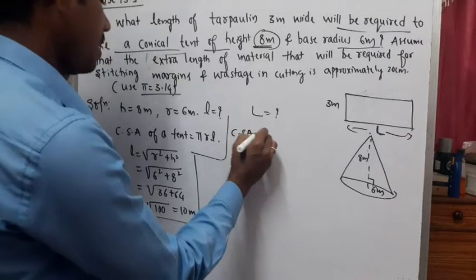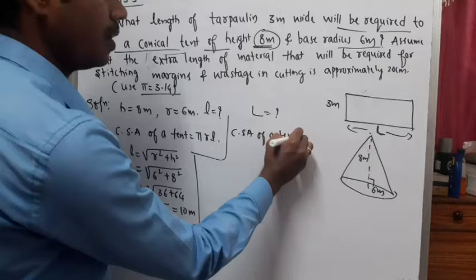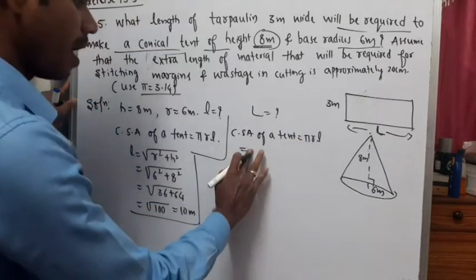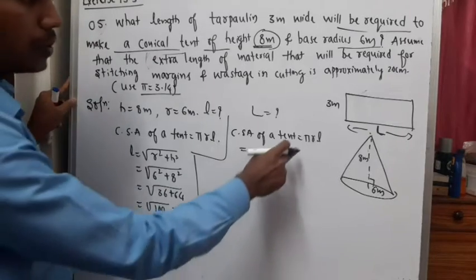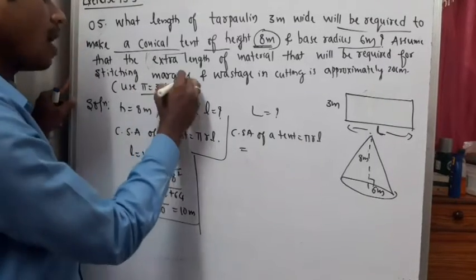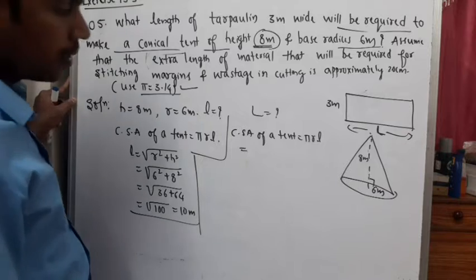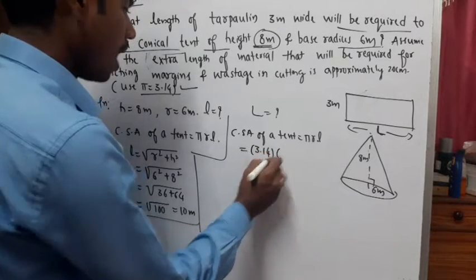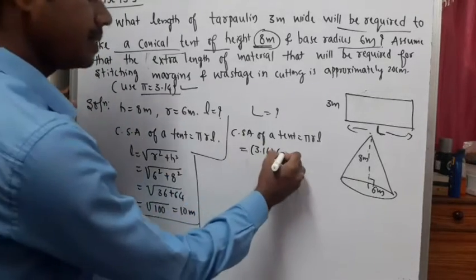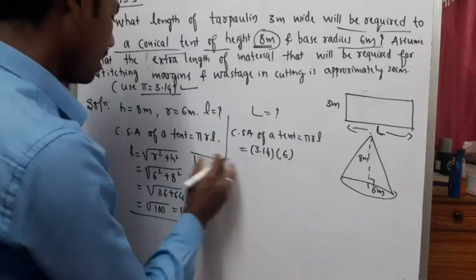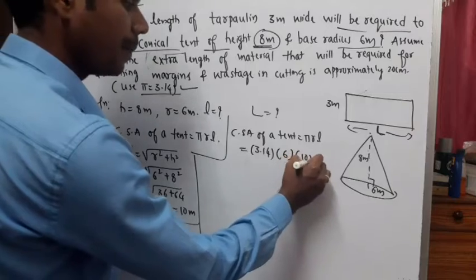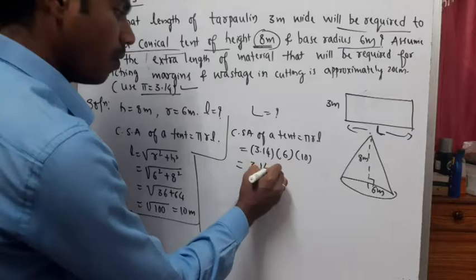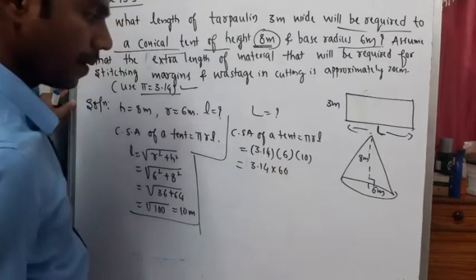Fine. So next, you need to find CSA. CSA of a tent is equal to pi r L. I should not use 22/7 because they asked us to use pi is equal to 3.14. So 3.14 into what is r? r is nothing but 6. What is L? Just now we calculated, that is 10. So 3.14 into 60.